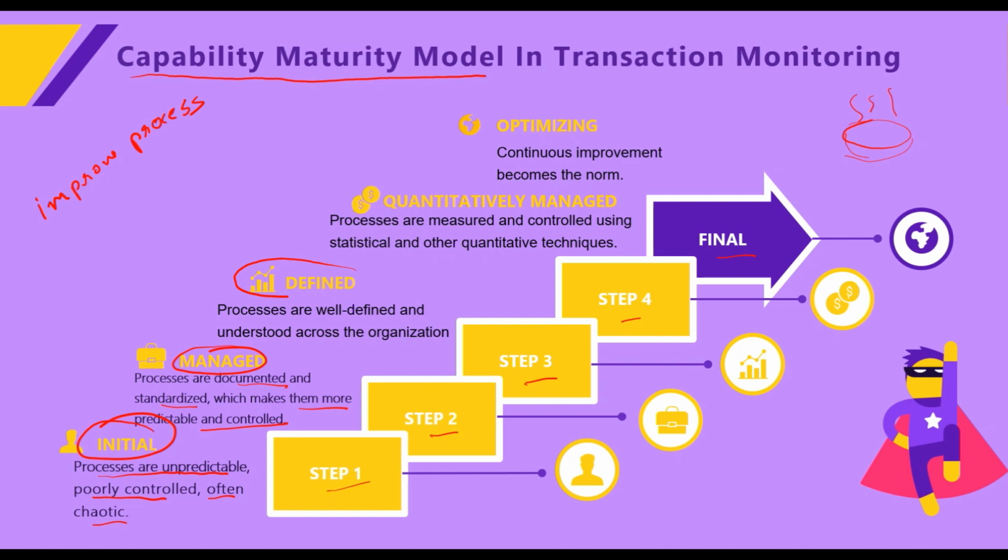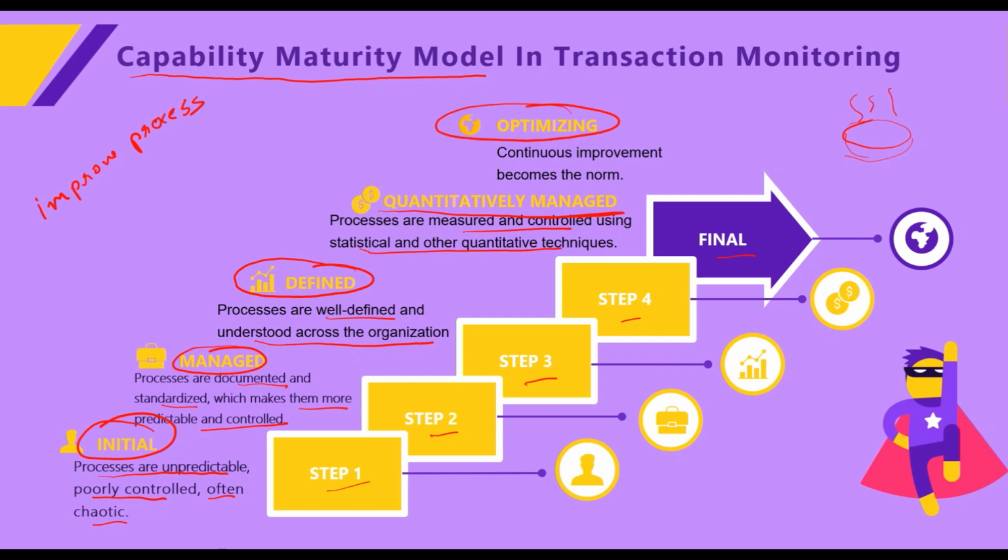Third phase is defined. Here processes are well defined and understood across the organization. Now you have a clear recipe and everyone follows it. Fourth is quantitatively managed. The processes are measured and controlled using statistical and other quantitative techniques. Now you not only have a recipe but also measure ingredients precisely to get consistent results.